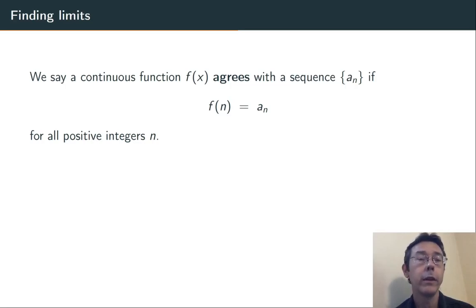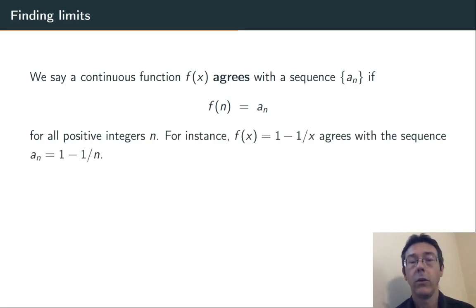Okay, so in order to be able to tell when sequences converge or diverge, we're going to need this definition. We say a continuous function agrees with a sequence a_n if f of n equals a_n. So, for instance, the function f of x equals 1 minus 1 over x agrees with the sequence a_n equals 1 minus 1 over n. At first glance, it's maybe not totally obvious why we're doing that. The difference between f of x and a sub n here is the domain. f of x has domain all real numbers except for 0. a_n is defined only on the positive integers.